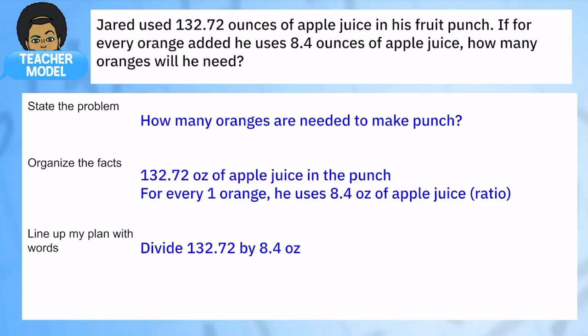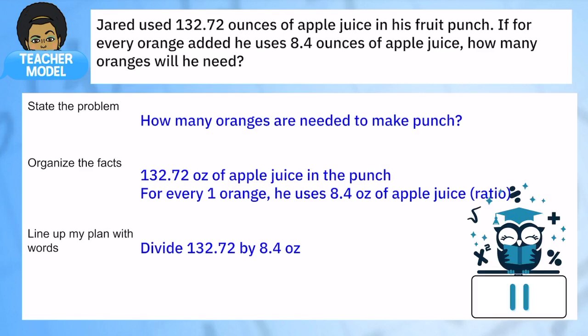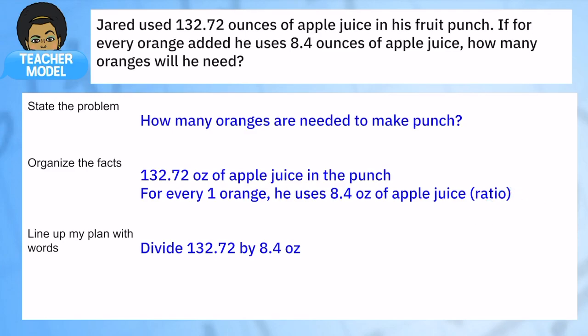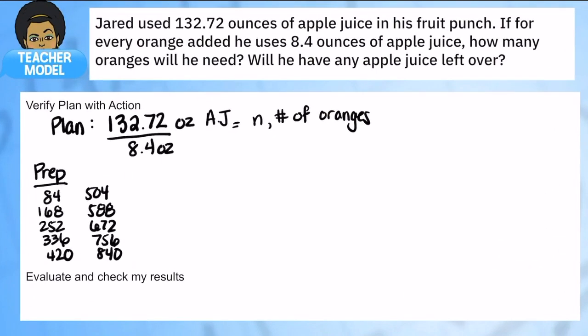You notice there are decimals in both the divisor and the dividend. So hit pause, jot this down in your notes, and let's get into our plan. Okay, so here is our plan. I'm just dividing 132 and 72 hundredths by 8 and 4/10. And as I translate this into a traditional division problem, I don't want to divide by 8 and 4/10. So I need to think again, what do I need to do? And I'm going to put this here on the side for you so you can see my thinking.